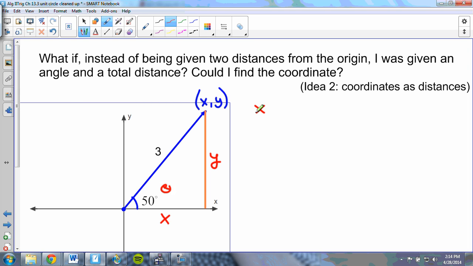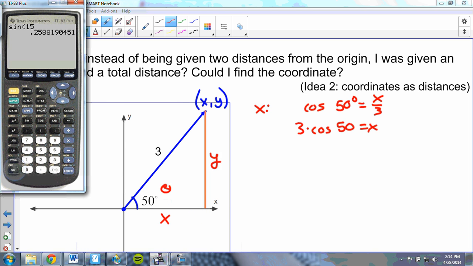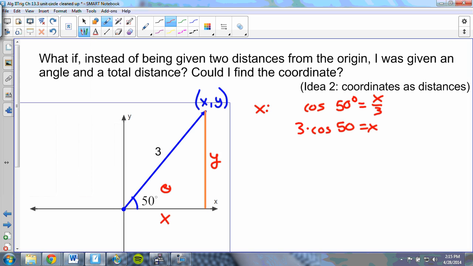Well, to find x, I know that the cosine of 50 degrees is x over 3. Adjacent over hypotenuse. I picked cosine because that's going to give me the adjacent side compared to that 50. That means that 3 times the cosine of 50 is x. If I do 3 cosine 50, make sure you're in degrees. I am. 3 times the cosine of 50 is 1.9. So my x value here is about 1.9.